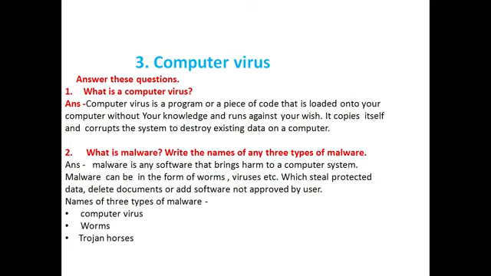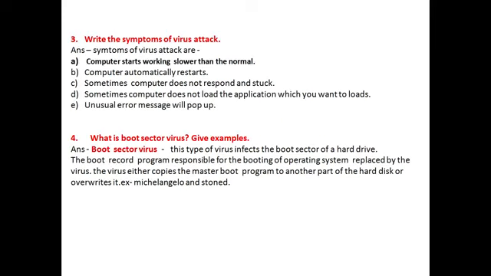What is malware? Write the name of any three types of malware. Malware is any software that brings harm to the computer system. Malware can be in the form of worms, viruses, etc., which steal protected data, delete documents, and add software not approved by the user. Names of three types of malware are computer virus, worm, trojan horses.